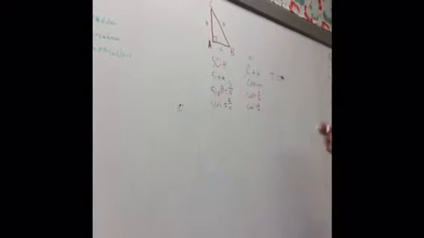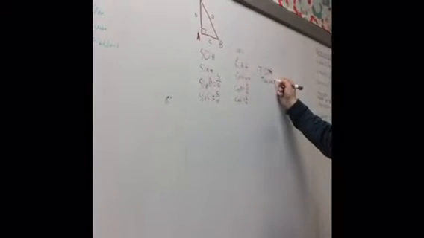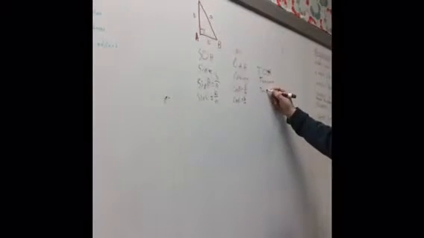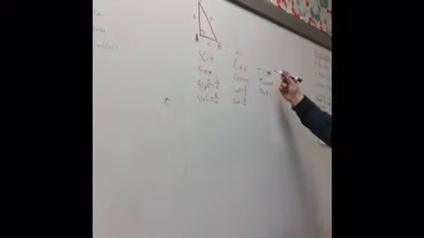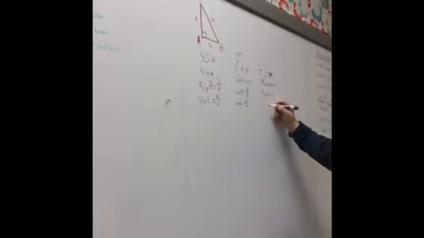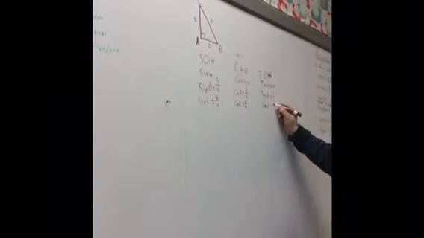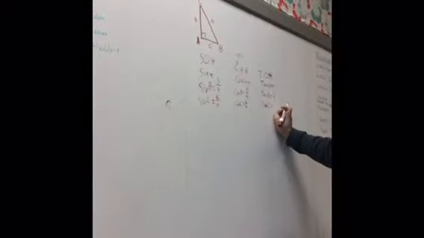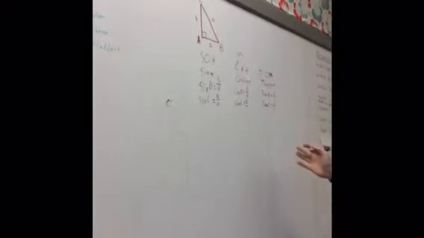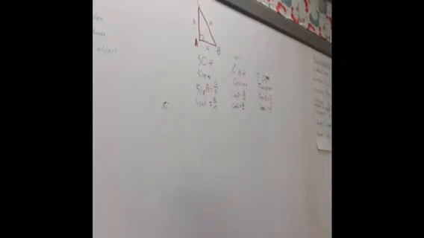And then TOA goes with tangent. So for B, tangent of B would equal the opposite, which would be b, over the adjacent, which is c. And then the same sort of thing for C, where it would be c over b. And those are the formulas for right angle trigonometry. This can only be used when you have a right triangle.